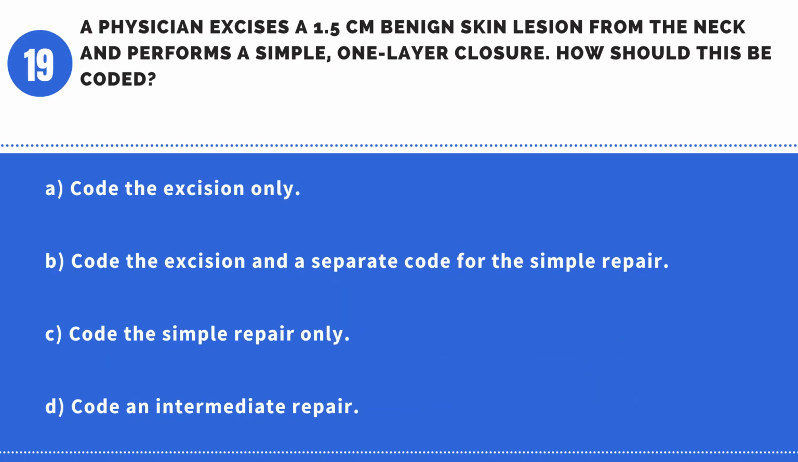Question 19. A physician excises a 1.5 cm benign skin lesion from the neck and performs a simple, one-layer closure. How should this be coded? A. Code the excision only. B. Code the excision and a separate code for the simple repair. C. Code the simple repair only. D. Code an intermediate repair.